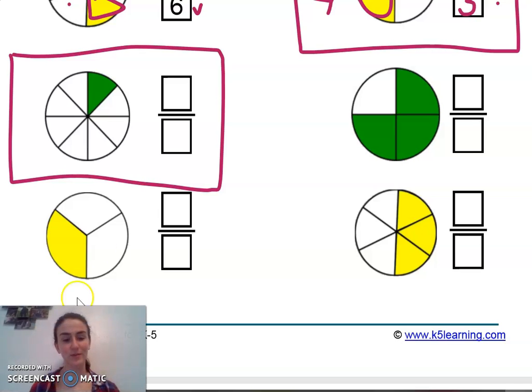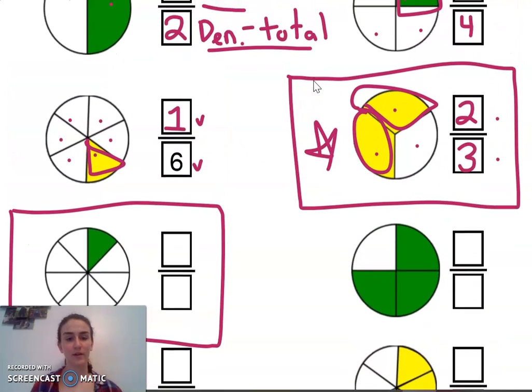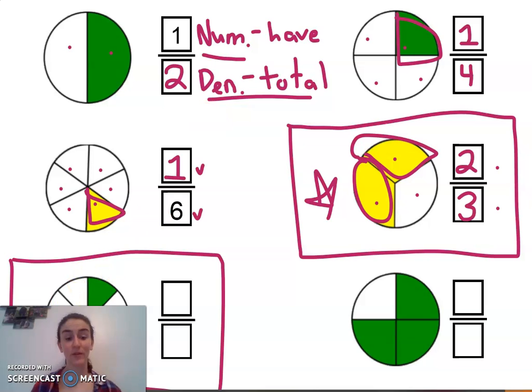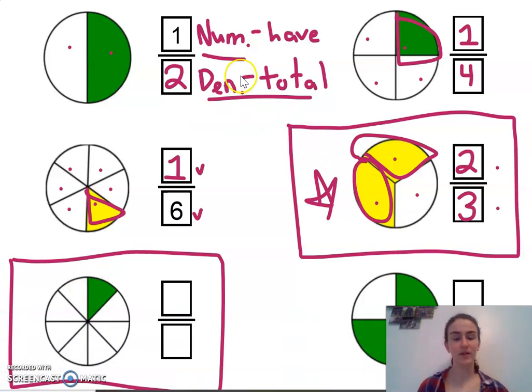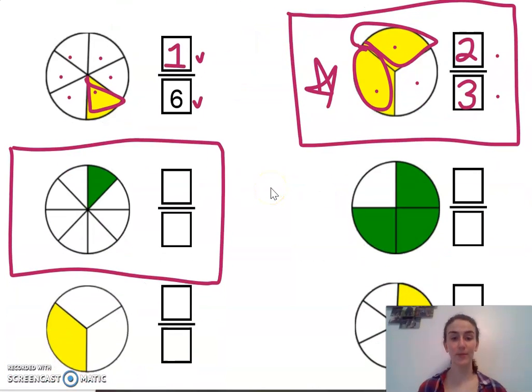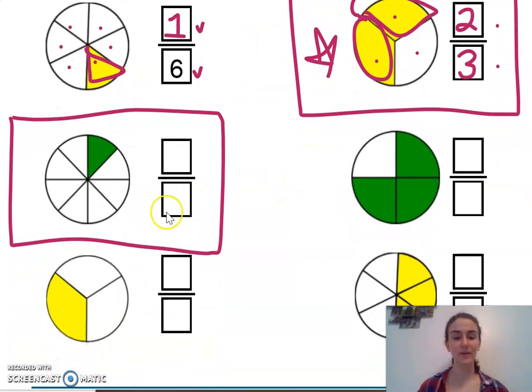All right, guys, let's go over this one together. So, remember, our numerator tells us the total number that we have, or the total number shaded. Our denominator is the total number of pieces in the complete shape. So for our denominator, how many pieces total are in this circle? Let's count. 1, 2, 3, 4, 5, 6, 7, 8. We have 8 total pieces in the circle. So that means we write the number 8 in the denominator, on the bottom of our fraction.